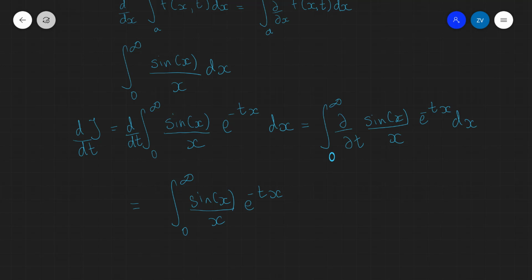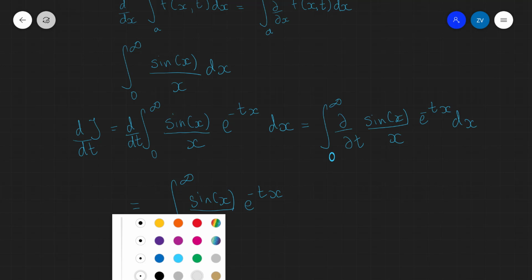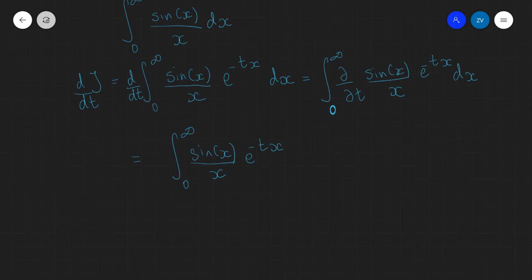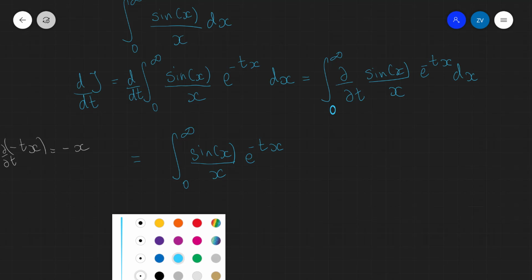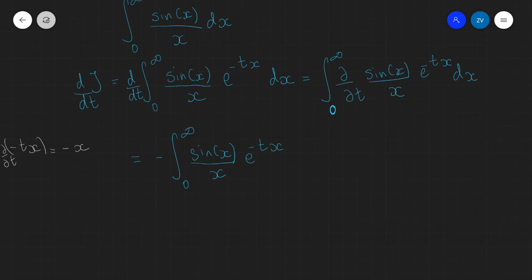Maybe I should just write this down in a different color over here on the side. I'm actually just using the chain rule. So the derivative of minus tx with respect to t, so d by dt of minus tx, is of course just going to be equal to minus x. So that's what we need to multiply by. So let's just do that. I'm going to include my minus sign here, and I'm going to add a little x right at the end.